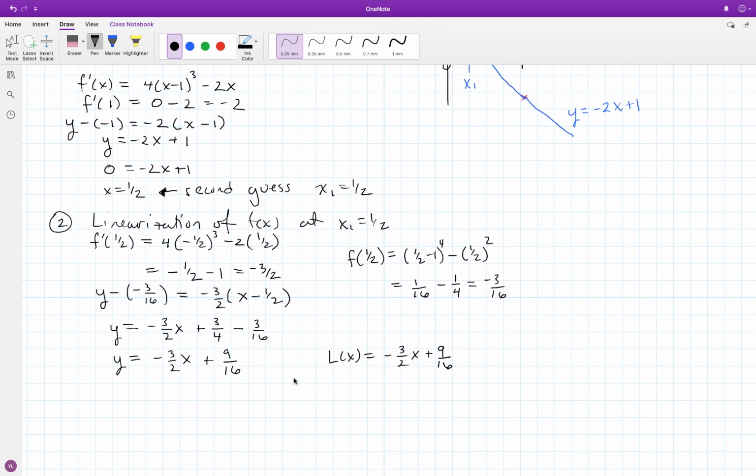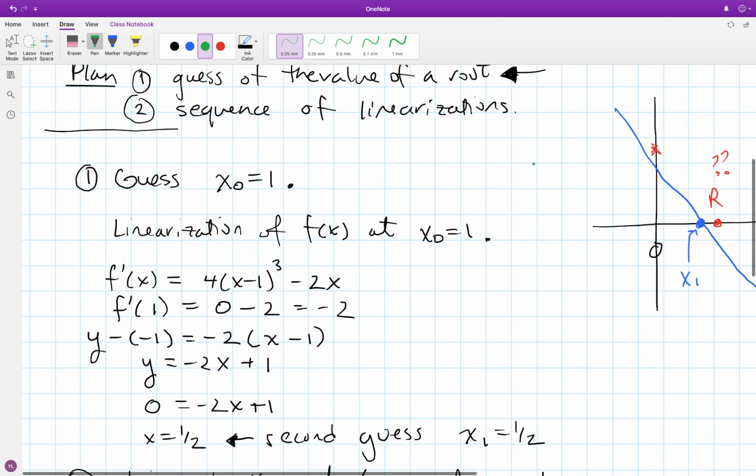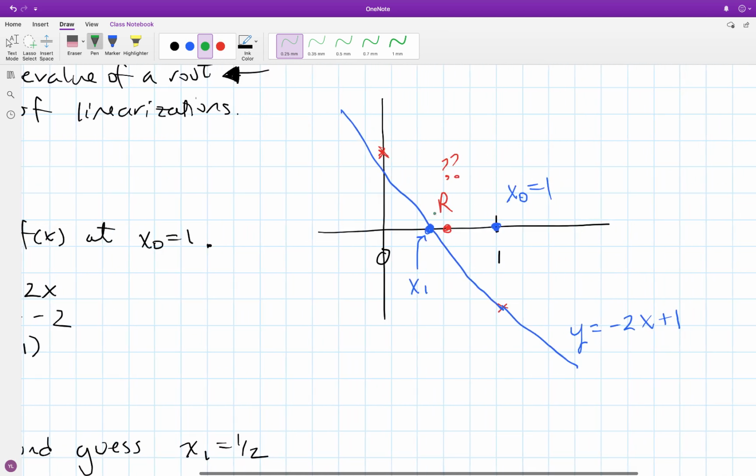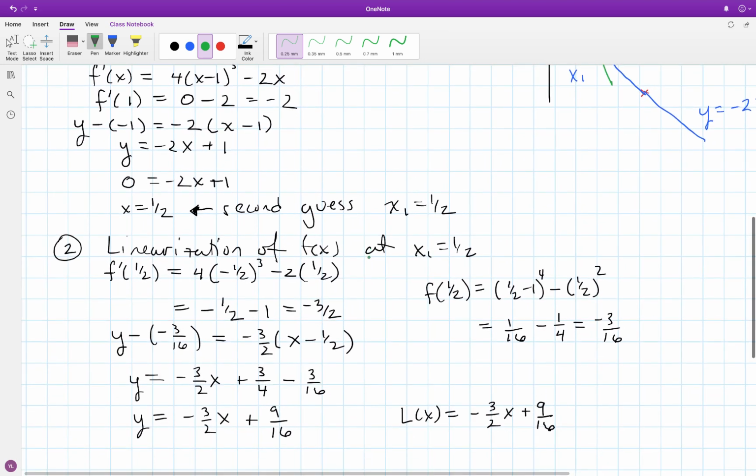So the same principle is going to apply here. Now, this method works quickly, so my picture gets out of date really, really quickly. But anyway, the linearization of the function at this particular x value is probably going to look something like this. As I said before, I'm going to go to Desmos in a second, but likely the place at which this new linearization hits the x-axis is even closer to the root r.